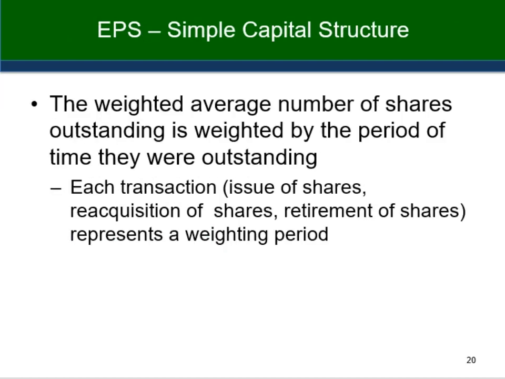Weighted average number of shares. So the weighted average number of shares is weighted by the period of time they're outstanding. So you would need to calculate in terms of months or portion of the year that's outstanding. So each transaction needs to be analyzed. If shares are issued, if they're reacquired, if they're retired, each of those separate transactions needs to be calculated and weighted in determining the final weighted average number.